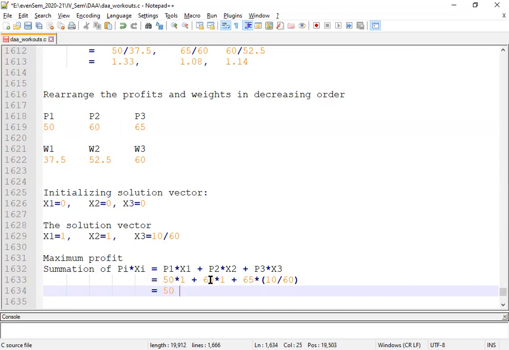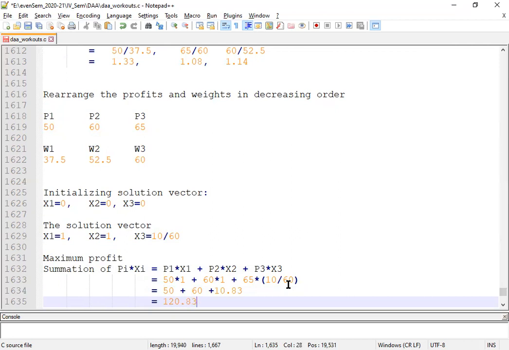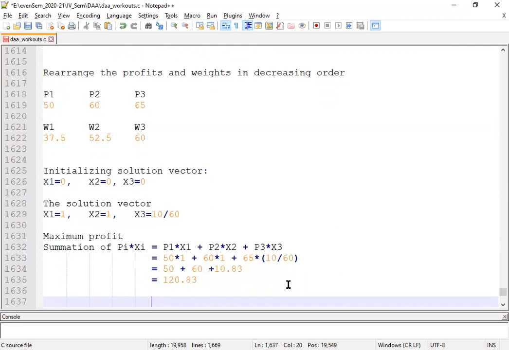So this is going to be 50 plus 60 plus, if you solve 65 into 10 divided by 60, we will get somewhere around 10.83. If we add all these three values, we get 120.83. This is the maximum profit that we will earn if we choose the objects in this way.